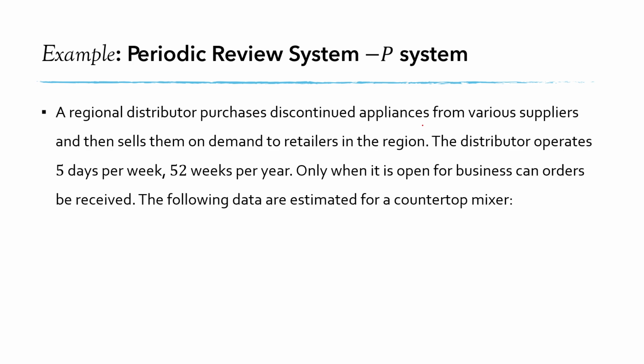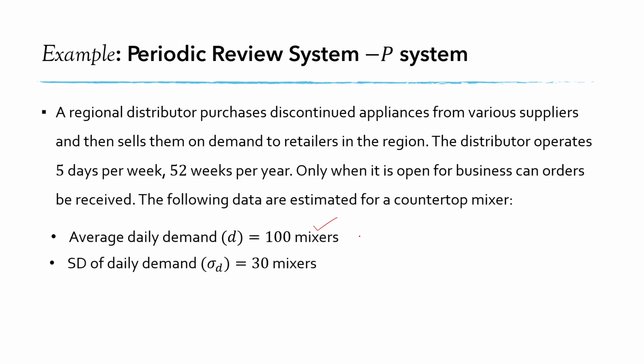The distributor operates 5 days per week, 52 weeks per year. Only when it is open for business can orders be received. The following data are estimated for a countertop mixer. The average daily demand of the mixer is 100 mixers. Standard deviation of the daily demand is 30 mixers. Lead time is equal to 3 days.